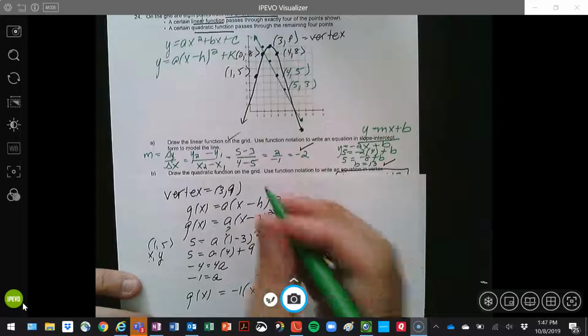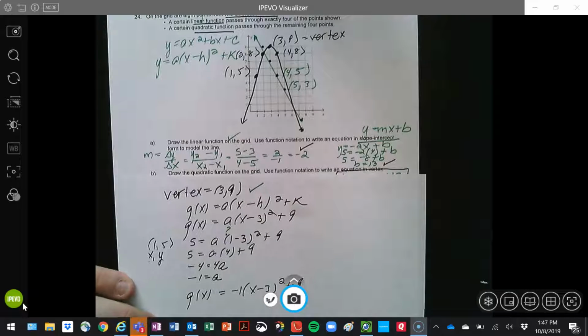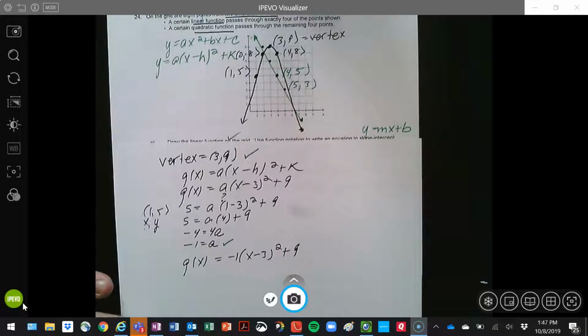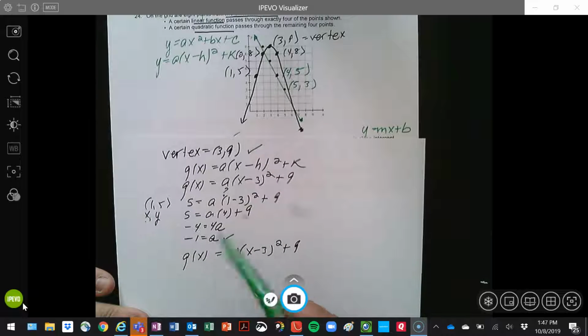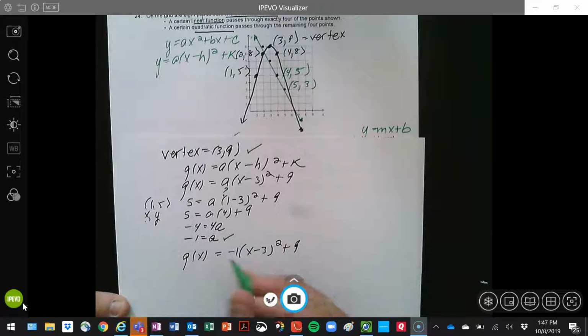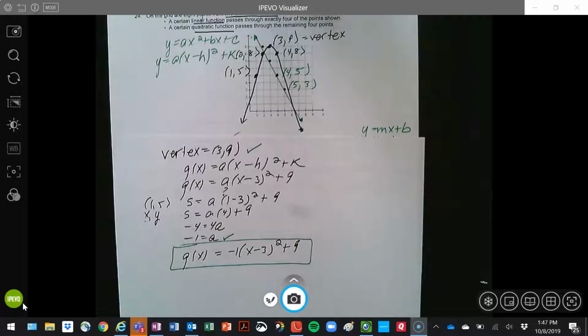You were awarded 1 point for correctly identifying the vertex. And then the second point comes in for figuring out the a value. So if you get the vertex, you get a point. If you get the a value, you get a point. But you only get both points if you write your final answer as a function g of x, f of x, h of x, something like that.